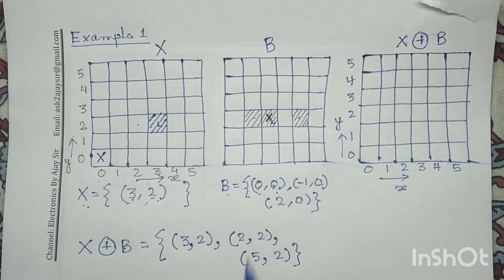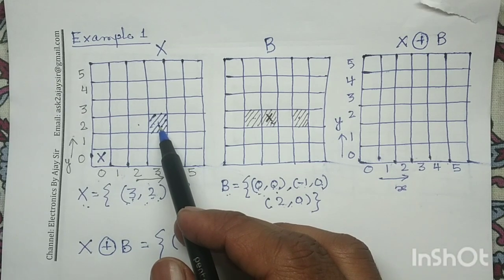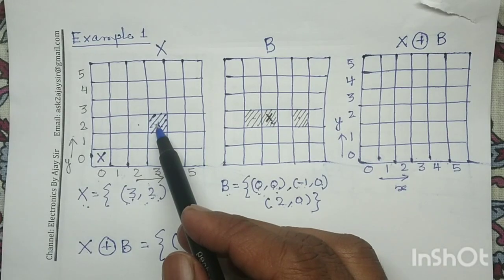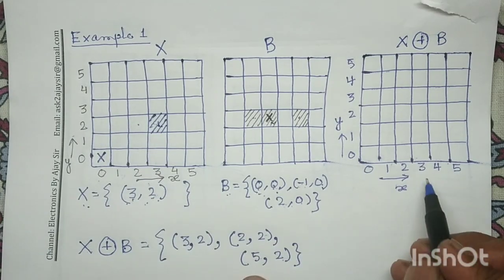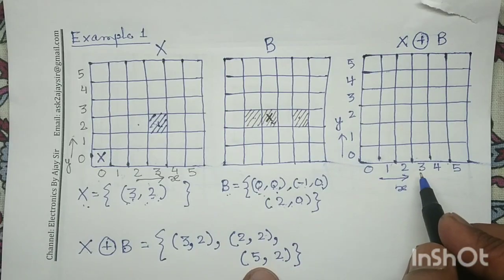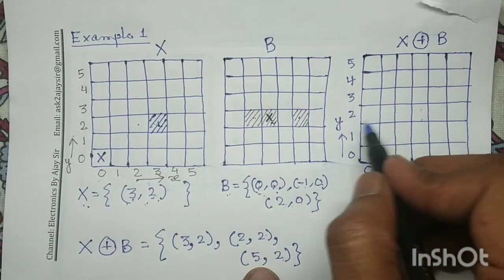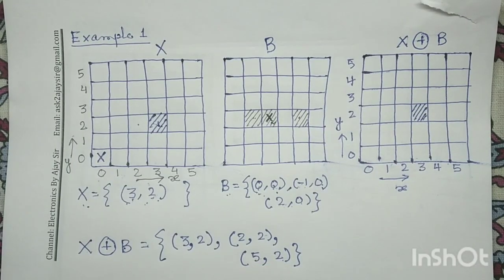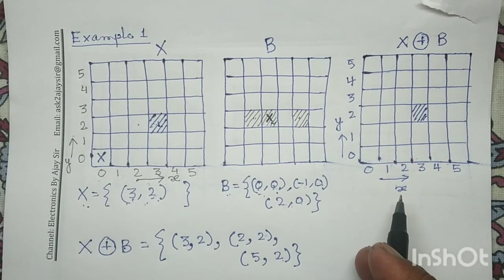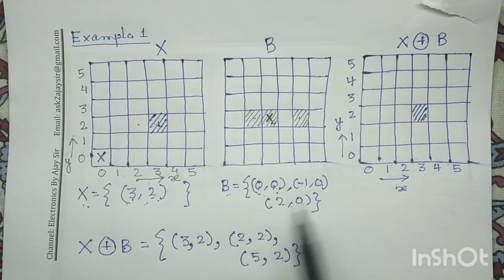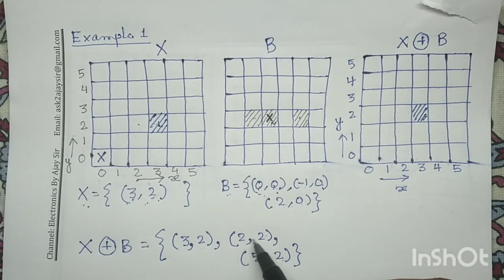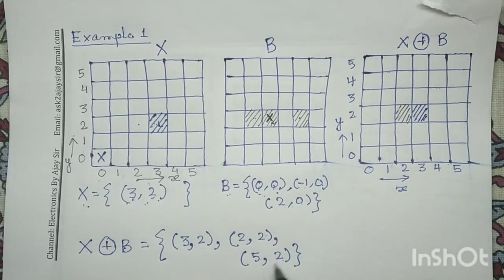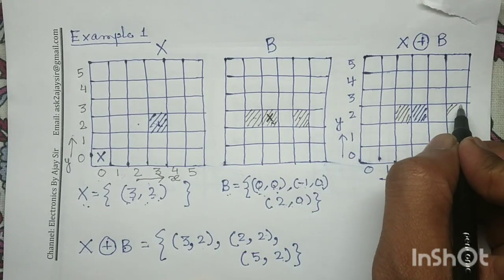So first we will mark the object pixel which was present in the input image x. In x, the object pixel is present at 3, 2. So first I will mark that object pixel 3, 2. It means this pixel. Next I will mark all these dilation result pixels. So the first result is 3, 2 that we have already marked. The next pixel is 2, 2. So 2, 2 means this pixel, and 5, 2 represents this pixel.